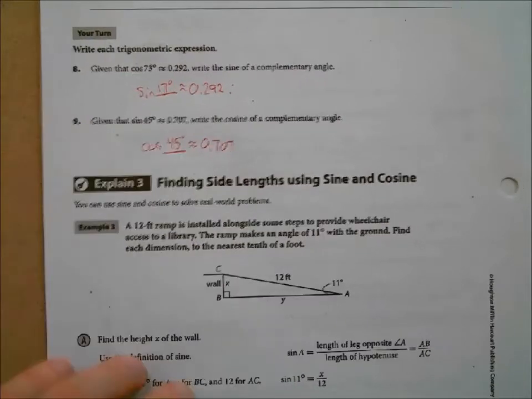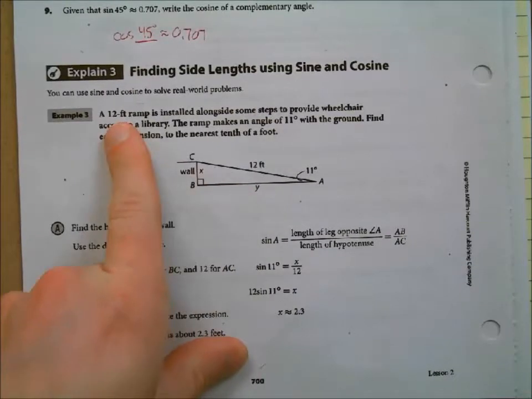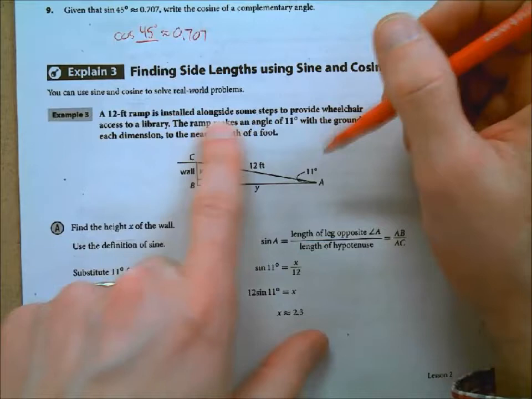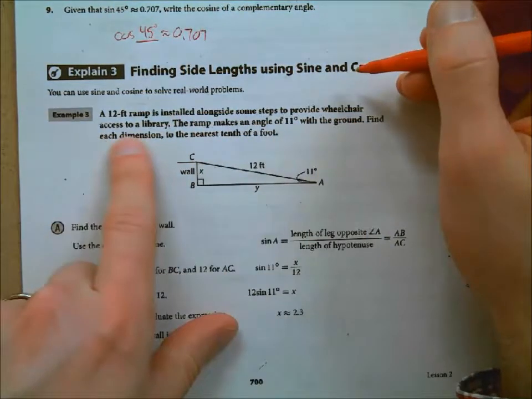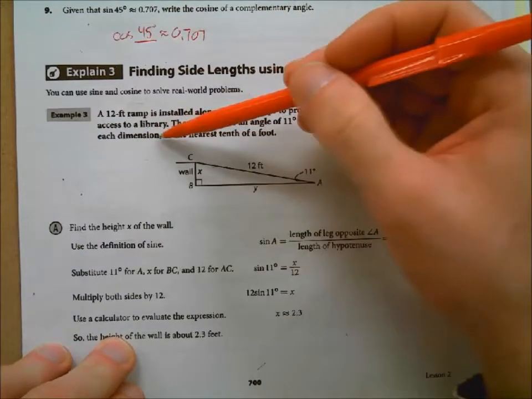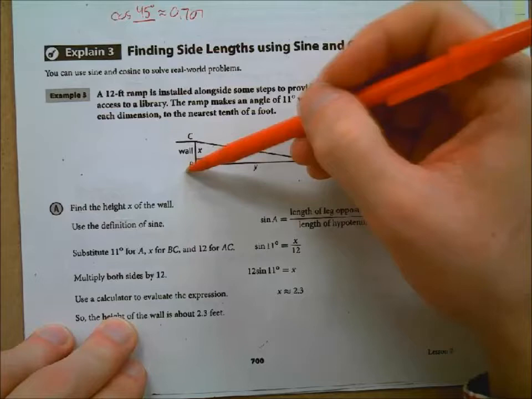Okay, so we've got another ramp here. A 12-foot ramp, again the 12 feet is the length of the hypotenuse, is installed alongside some steps to provide wheelchair access to a library. The ramp makes an angle of 11 degrees with the ground. Find each dimension to the nearest tenth of a foot. So we want to find the height and the horizontal length.